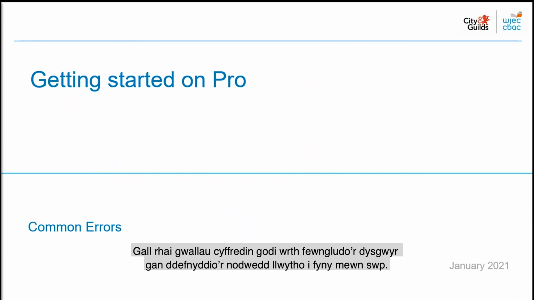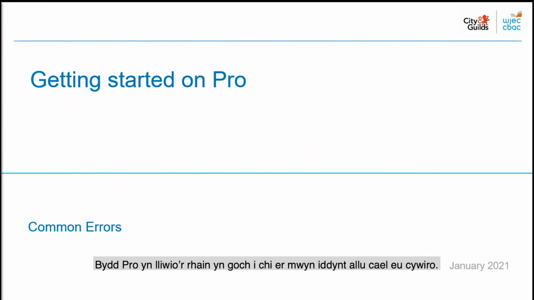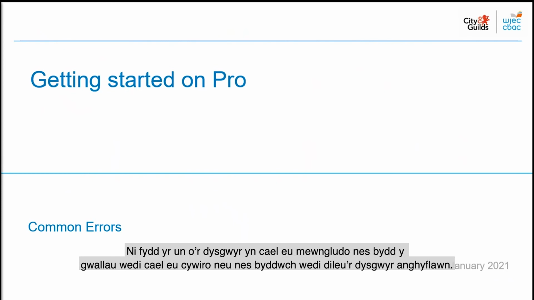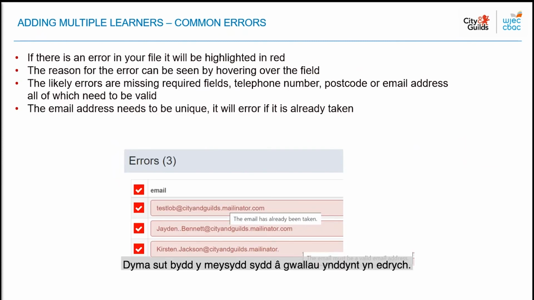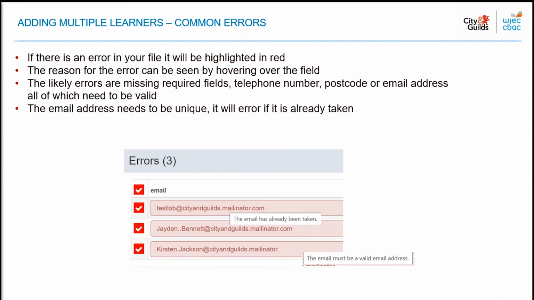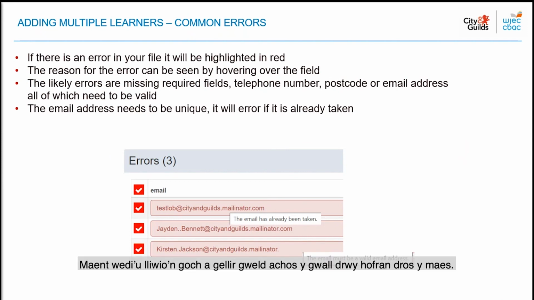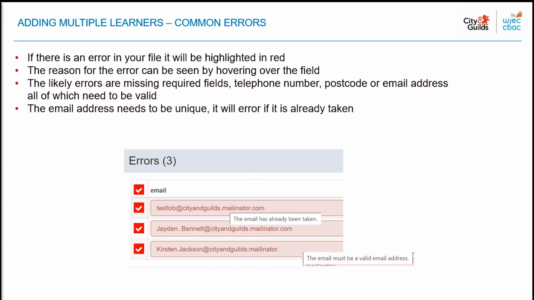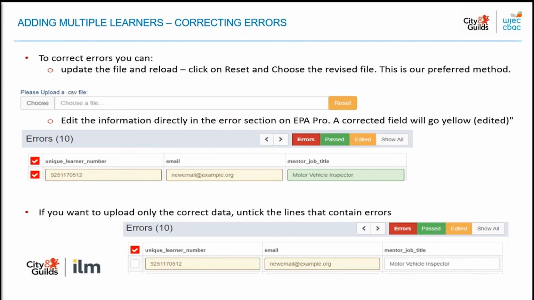Unfortunately, you can get errors when creating a bulk upload, and some of these are quite common. Pro will highlight these to you in red so that they can be corrected. None of the learners will be imported until the errors are fixed or the incomplete learners are removed. This is what the fields with error in them will look like. They are highlighted in red, and the cause of the error can be seen by hovering over the field. Email address is a particularly common source of error.